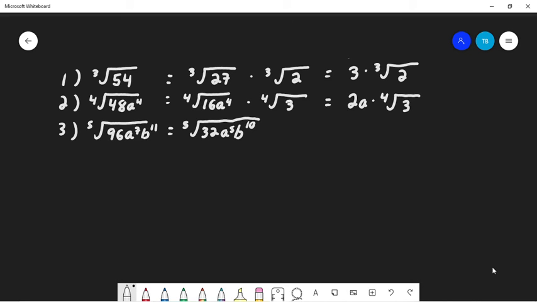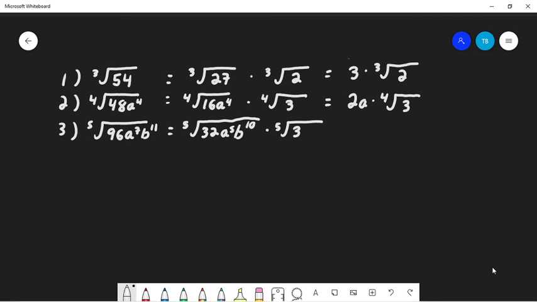Okay, and then we say, how many times does 32, a to the fifth, b to the 10th go into 96, a to the 7th, b to the 11th? Well, 32 goes into 96 3 times. So let me start writing this out here. So it's going to be multiplied by the fifth root of, so 32 into 96 is 3.